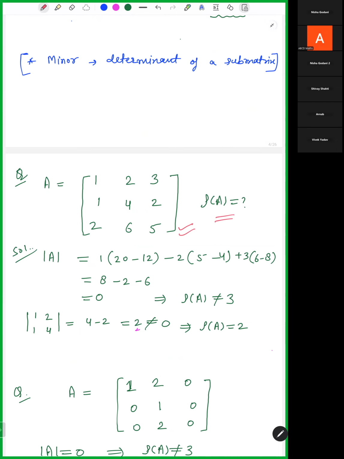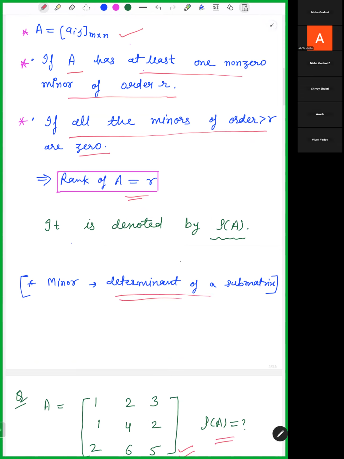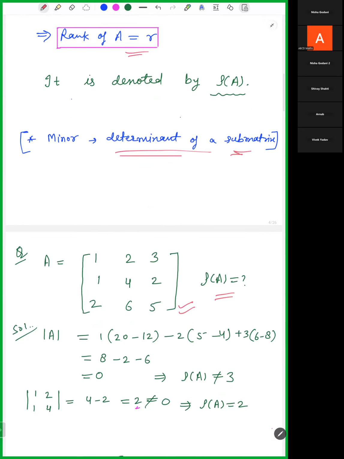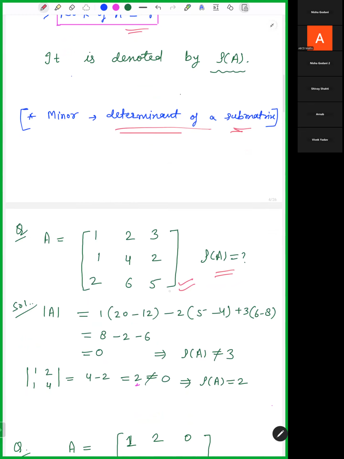So now, how to find the rank? If we want to find it using this definition, we have to find a non-zero minor. Minor means determinant. You have to calculate the determinant of a submatrix. First we will start with the higher order. If you have this matrix A, the higher order is 3, because we can find the determinant only for a square matrix. The largest square matrix here is of order 3, the whole matrix.